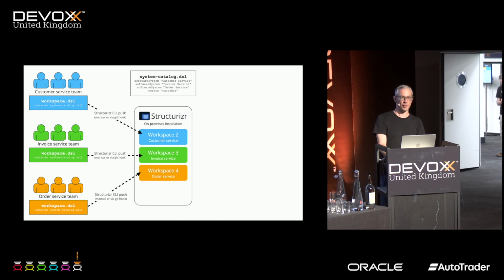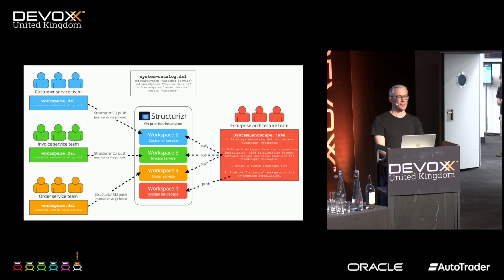So we can write a Java program that essentially parses that system catalog, goes and loads all of their individual software system-based workspaces, basically merges and aggregates the information together, finds the systems, finds the links and the relationships between those common systems, and drops that into a fourth workspace, which then becomes your system landscape.